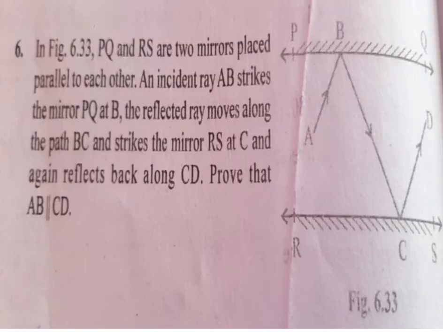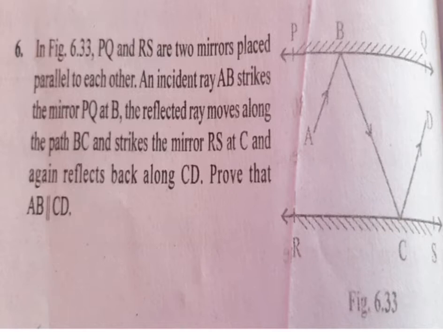Hello dear students, in today's class, in this video, we are going to solve the sixth question of exercise 6.2 from the lesson Lines and Angles. So the question is, in figure 6.33, PQ and RS are two mirrors placed parallel to each other.